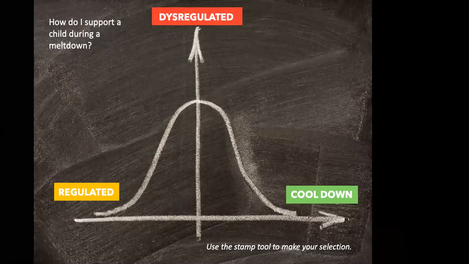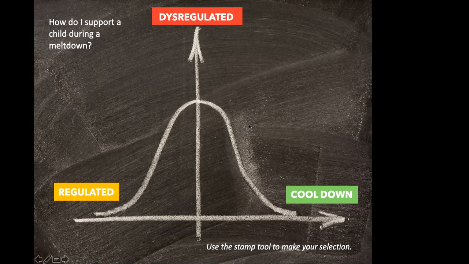And then when we have all of those different variables identified, so the parent and I are working towards the same goal with this child, I'll have them draw on here. Where do I support a child during a meltdown? I'm going to have you guys do that with a stamp tool.